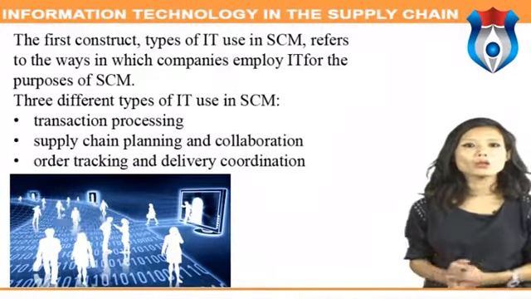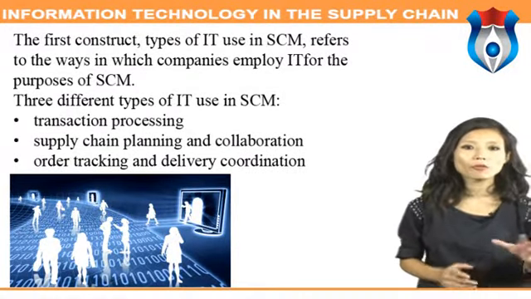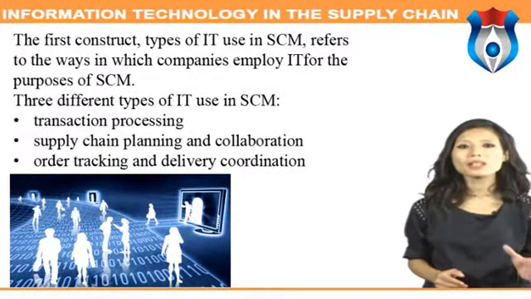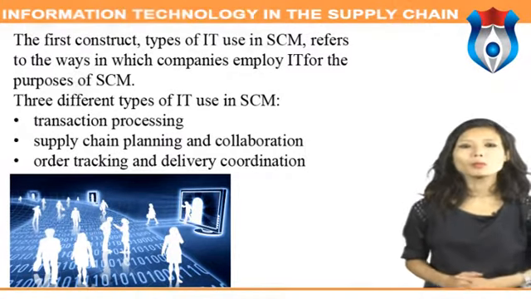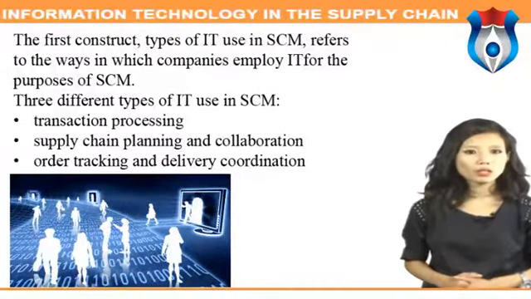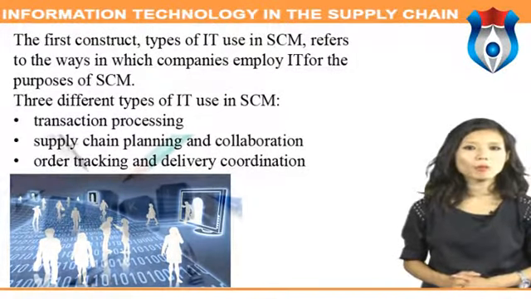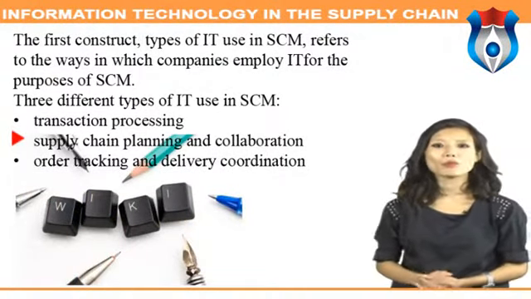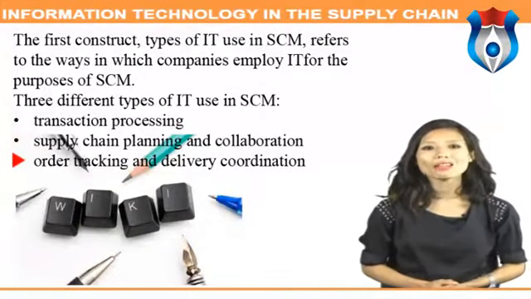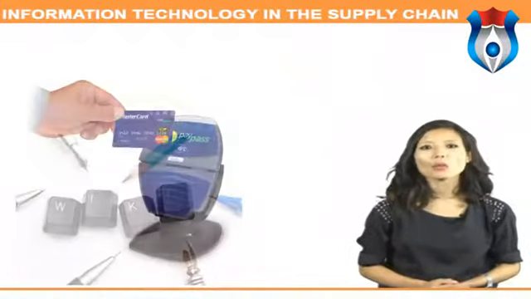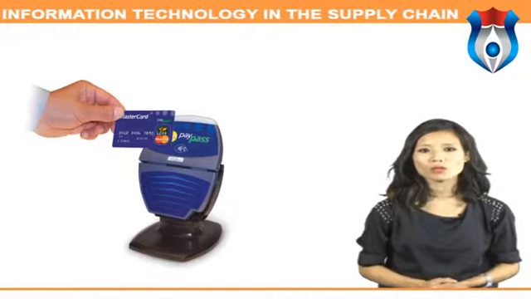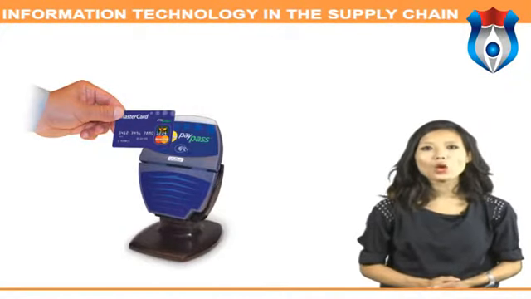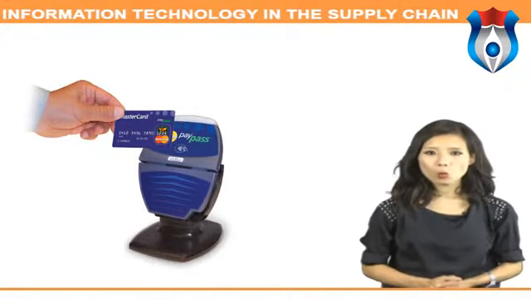The first construct, types of IT used in SCM, refers to the ways in which companies employ IT for the purposes of SCM. Three different types of IT used in SCM are transaction processing, supply chain planning and collaboration, and order tracking and delivery coordination were identified and chosen to represent the first construct. We will study them now one by one.